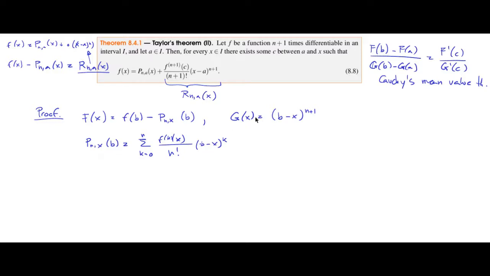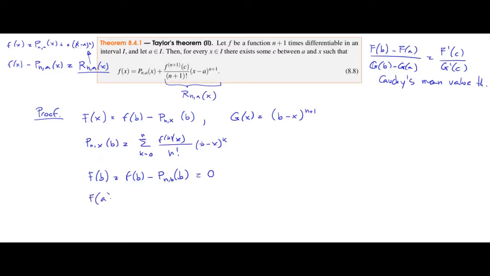Also, F and G are differentiable in this interval around a, because this is just a function of the derivatives of f, and this is a polynomial, so this is going to be differentiable everywhere. Now let's compute the values of F at b and a. F at b is going to be f at b minus p_n,b at b. This is the Taylor polynomial of f evaluated at b, but the approximation is at b, so we know that the approximation is perfect at b, so this is going to be 0.